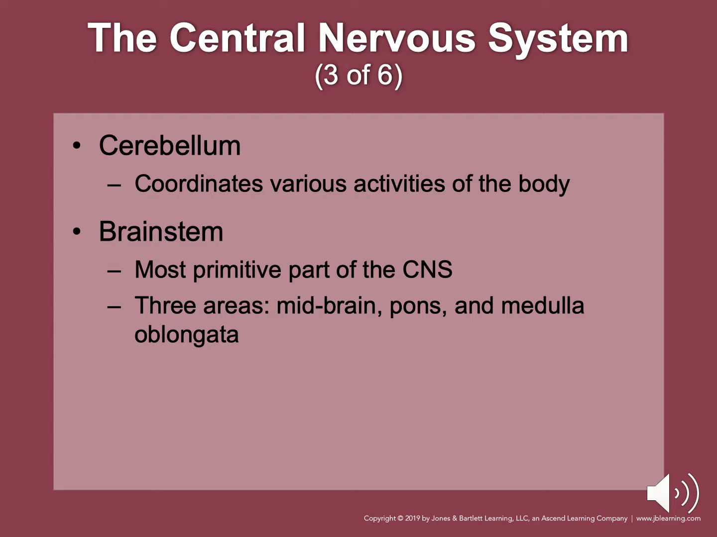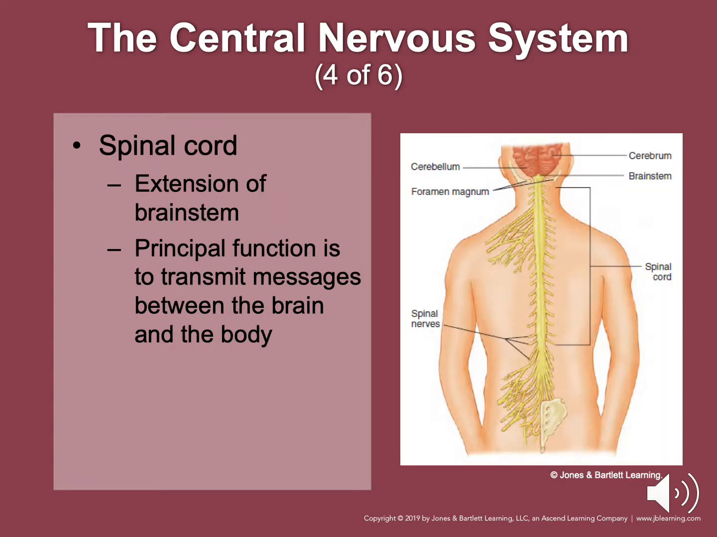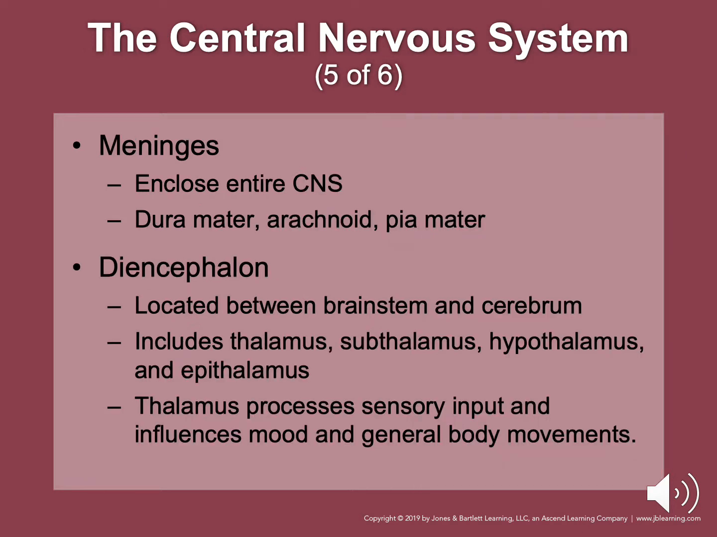All right, the diencephalon is located between the brainstem and the cerebrum. It includes the thalamus, the subthalamus, the hypothalamus, and the epithalamus. The thalamus processes sensory input and influences mood and general body movement. The hypothalamus is vital in the control of many of the body functions. The limbic system is the so-called emotional brain and influences emotions, motivation, mood, and sensations of pain and pleasure.